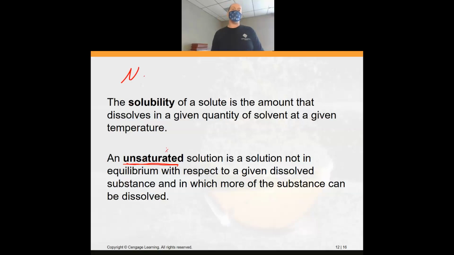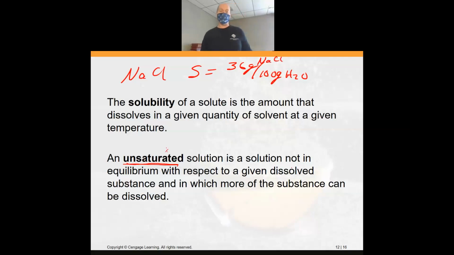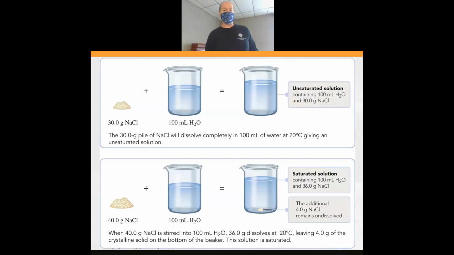The solubility of sodium chloride is 36 grams per 100 grams of water. So we can dissolve 36 grams of sodium chloride in 100 grams of water, and we can make a saturated and an unsaturated solution. If we put 30 grams of sodium chloride into 100 mL of water, the density of water is 1, so that's also 100 grams of water. 36 grams would dissolve, so of course 30 grams will all dissolve, and you have an unsaturated solution.